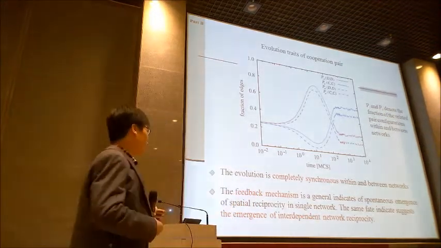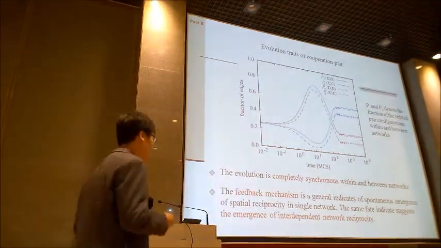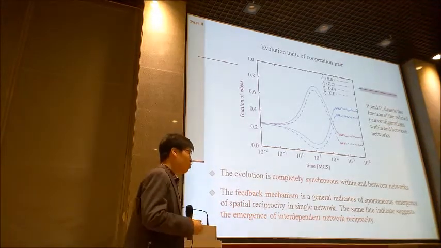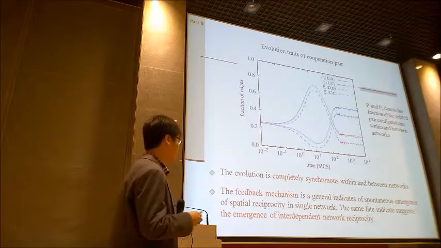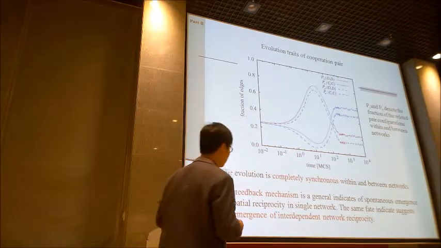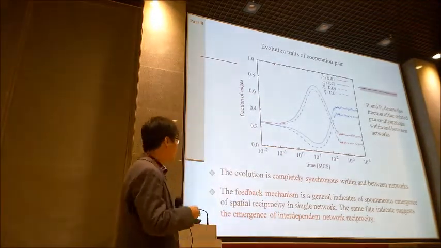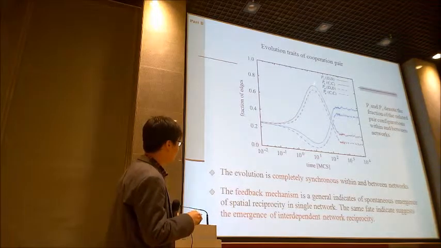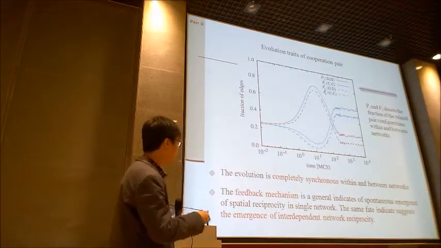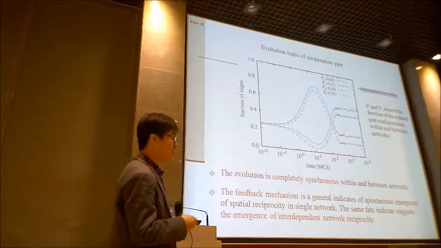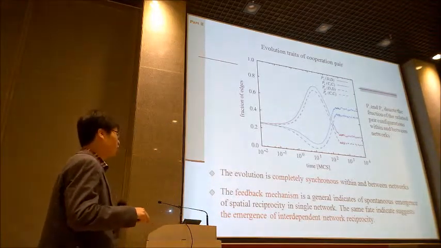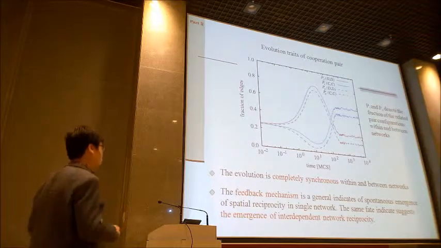Well, we know for a single network, there will be a feedback mechanism. This feedback mechanism can be regarded as an indicator of spatial reciprocity. So the same feature between and within networks, that means the same evolution trend between and within networks, indicates that there may be the existence of interdependent network reciprocity.